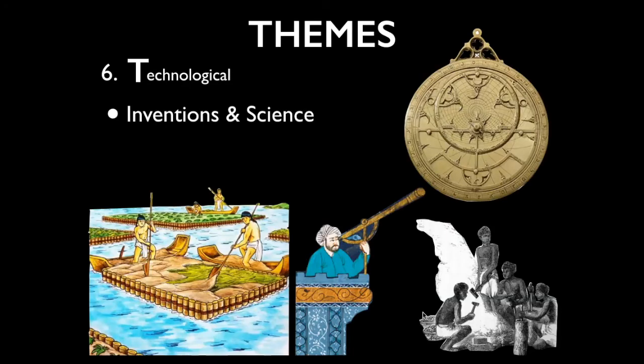For T, we'll talk about technological characteristics, different innovations that have occurred across the world, from the people of Mesoamerica developing these floating island gardens, incredible, to how the people of the Islamic world made improvements in astronomy. We'll talk about the people of Africa and how they developed improvements in metals and metallurgy. So we'll spend some time talking about different inventions and scientific discoveries.